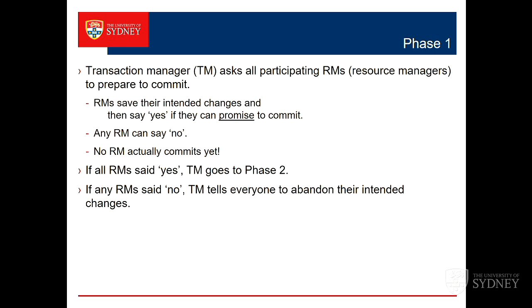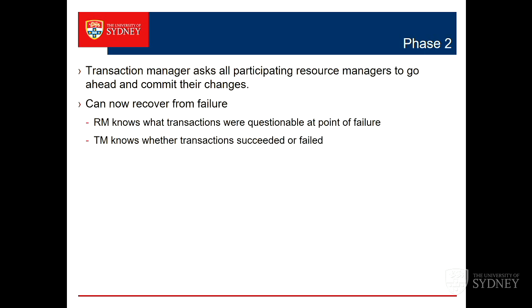Now, at the end of phase one, no one's actually done a commit. They've all just prepared to commit and written enough information in the durable log that they can commit. They don't know they've got to commit yet. They're prepared to. They've promised they can do it, and they're all prepared. So if everyone says yes, they get the order to go ahead, go to phase two. If any of them said no, then everyone gets told to abandon. Phase two, we just go ahead.